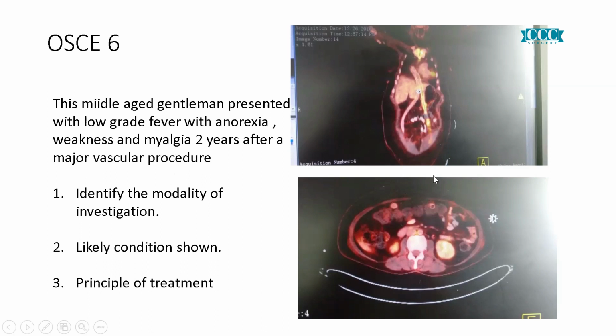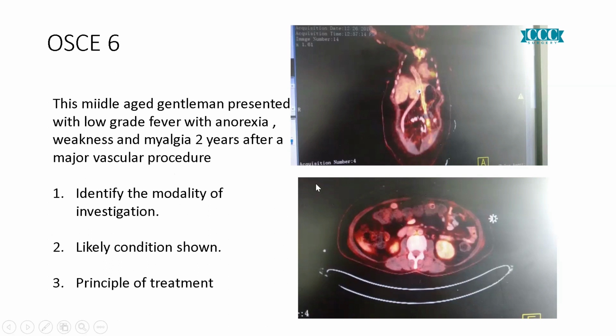Now, this is a very special modality of investigation. People who've been working in their oncology rotation would mostly see these images regularly being discussed. So identify the modality of investigation and please come up with the full form. And then, what is the likely condition shown? So at least an answer for the first two.